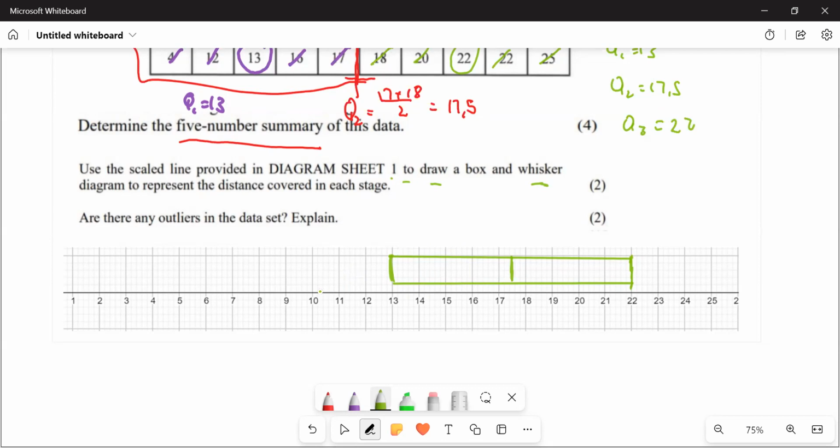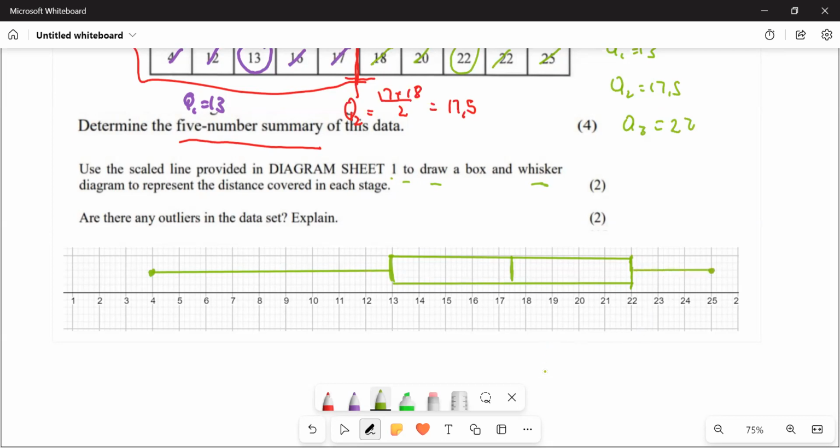What is the minimum value? It's 4. So we come and highlight here with 4 again. What is the maximum value? 25. Okay, we put 25 here again. And then after that, we connect and put the whiskers. Then this is going to be our box and whiskers.